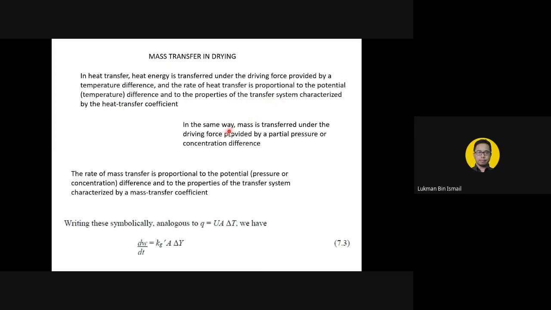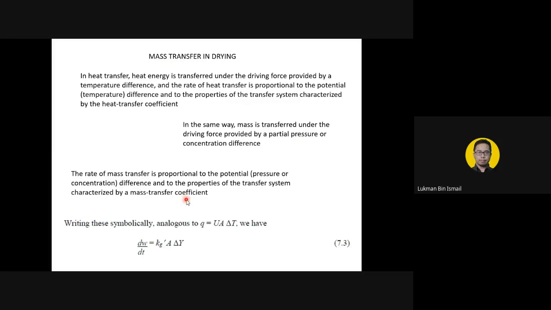Thus, in the same way, mass is transferred under the driving force provided by a partial pressure or concentration difference. So a partial pressure between the moisture, the pressure of water in the food, and the pressure of water in the air, in the drying air. The rate of mass transfer is proportional to the potential, that is pressure or concentration difference, and to the properties of the transfer system characterized by the mass transfer coefficient.